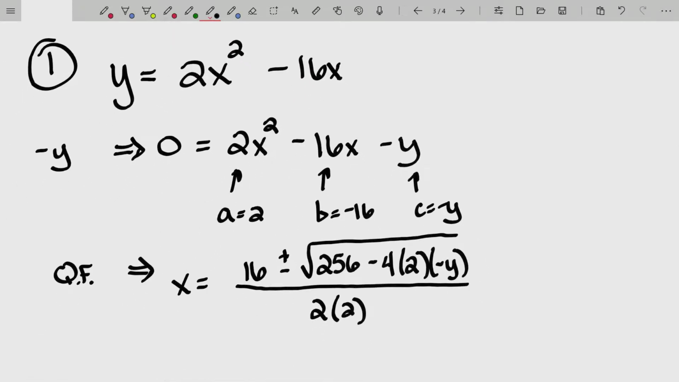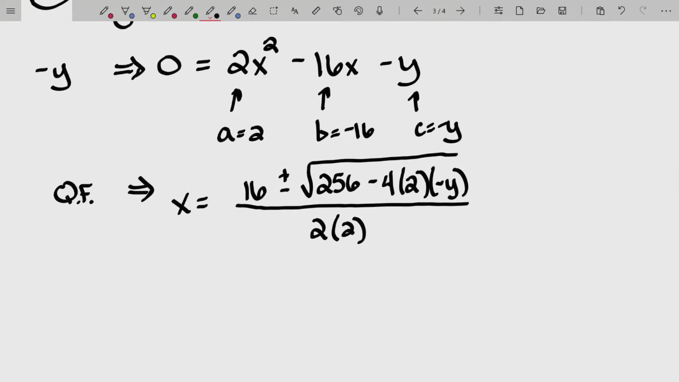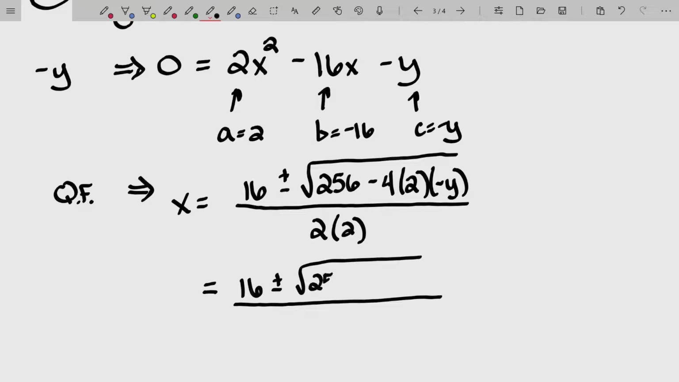When I teach Algebra 2, I use these styles of equations, not all the time, but I do it a few times in Algebra 2, and then I start using it a lot in Trig because I want students to get used to this idea. So you should be able to do that. And of course, this just implies that x is going to be 16 plus or minus the square root of 256 plus 8y all over 4.